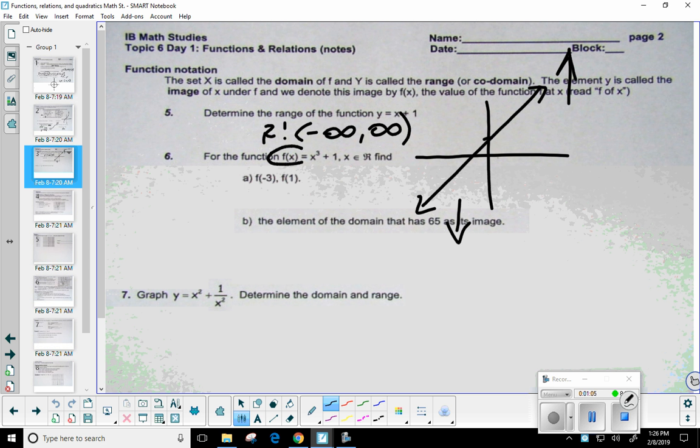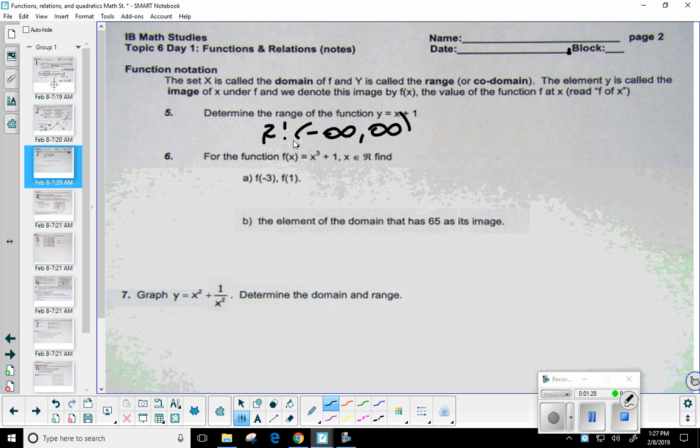Now, this right here, what did we call this yesterday? Or the day before, excuse me. F of x. What kind of notation was that? That's function notation. Whatever's in parentheses, that's your x. That's an element in your domain. But f of x is the range value. That's your y. Okay, so we're told that f of x is equal to x cubed plus 1. And we want to go ahead and find f of negative 3 and f of 1, given that x belongs to the reals. Okay, so f of negative 3.